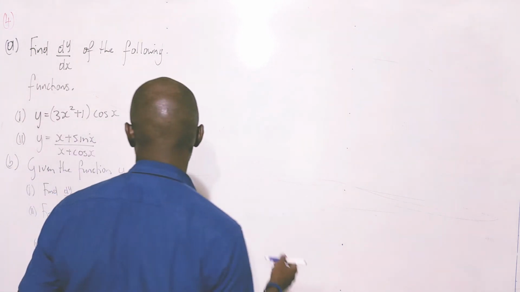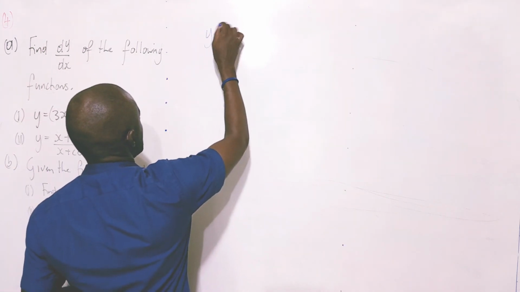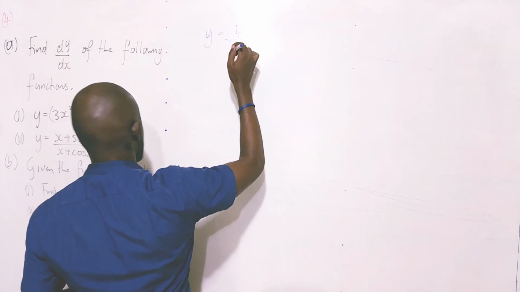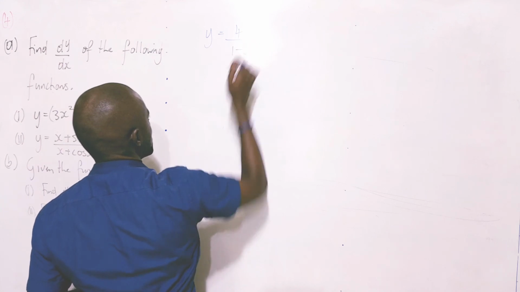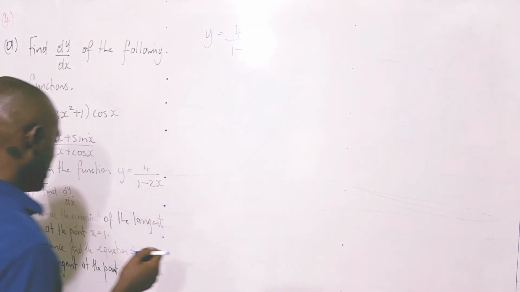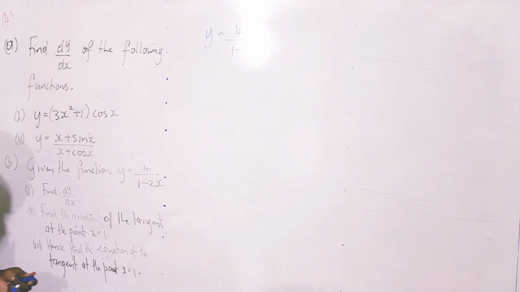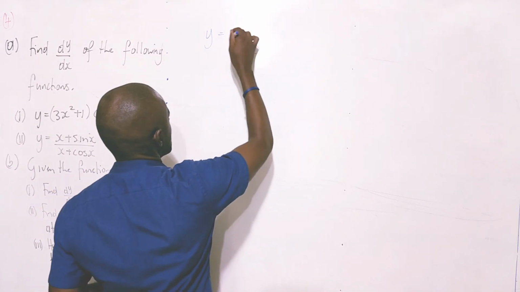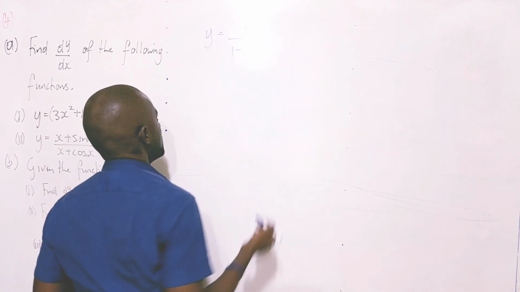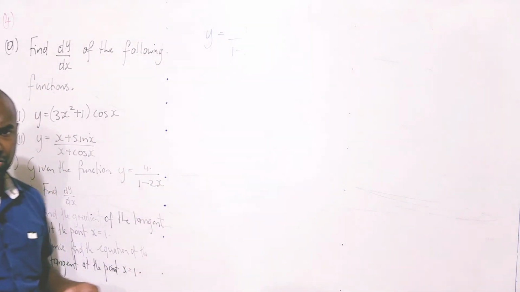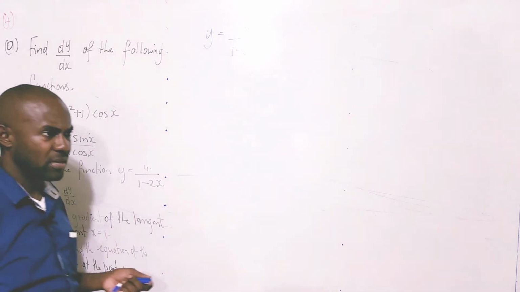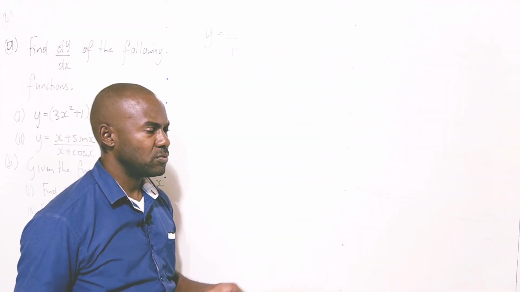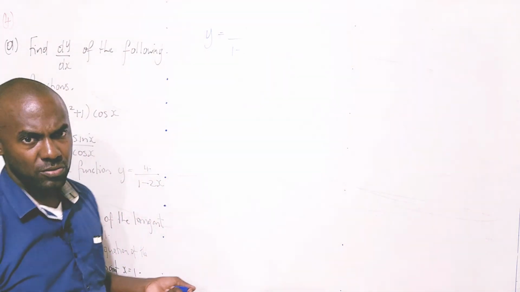So write the function or the equation. We have y is equal to 4 over 1 minus 2x. And they want us to find dy by dx. Now, there are a couple of ways we can do this, right? Now, it clearly looks like a fraction. And to many people, once it looks like a fraction, they will often use the quotient rule. Nothing is wrong with that.